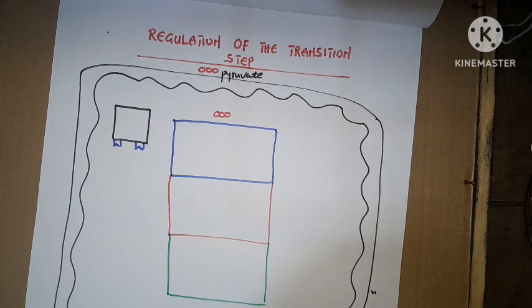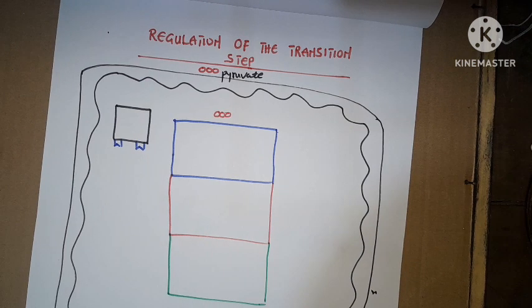Whenever pyruvate gets into the mitochondria, it is acted upon by certain enzymes, which we call enzyme 1, enzyme 2, enzyme 3. I will give them their specific names, but for now, enzyme 1, enzyme 2, enzyme 3. The whole enzyme is known as the pyruvate dehydrogenase complex. It has three parts, which we divided into enzyme 1, enzyme 2, and enzyme 3, but the whole name is pyruvate dehydrogenase complex.